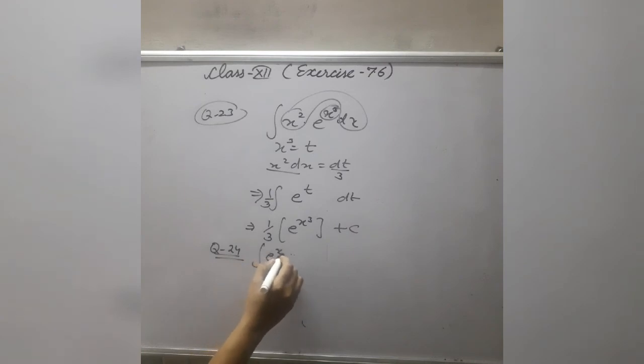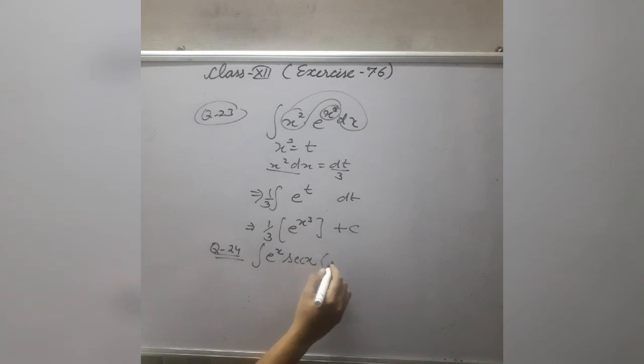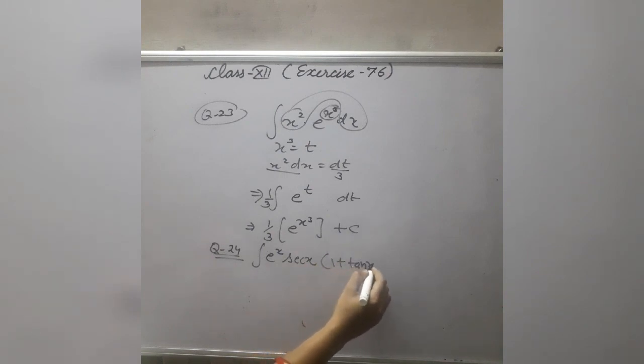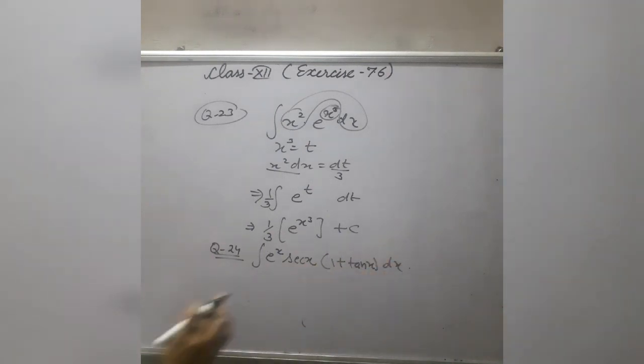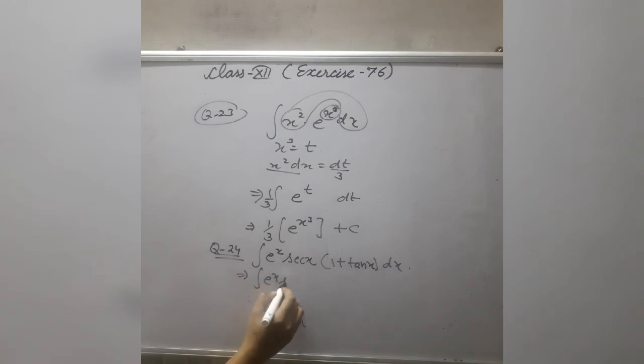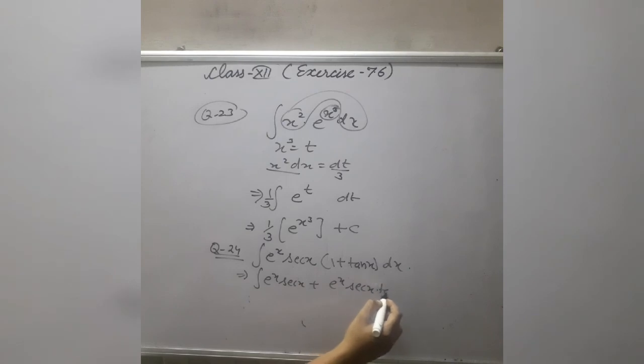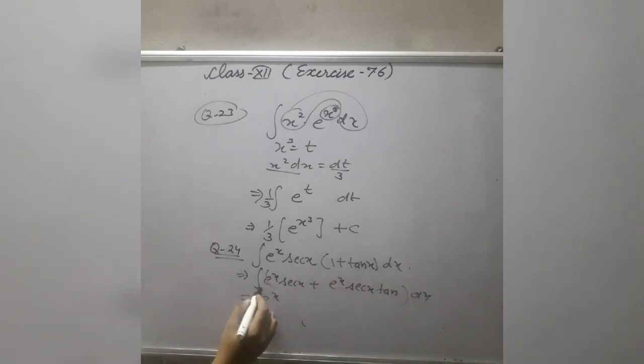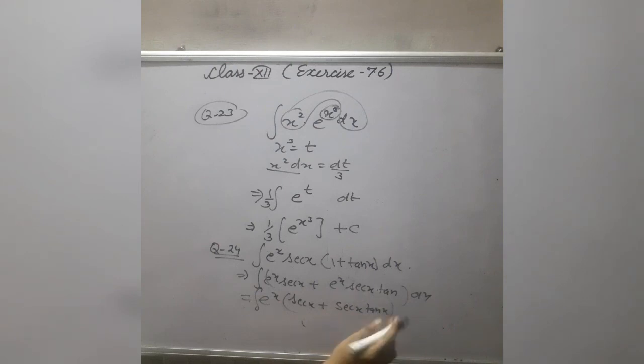Find the integration of e raised to power x into secant x into 1 plus tangent x. Now in this sum, if you multiply this e raised to power x into secant x inside, then it becomes e raised to power x into secant x plus e raised to power x into secant x into tangent x. Now you can take e raised to power x common. After taking e raised to power x common, you will get two functions. One is secant x, second is secant x into tangent x.